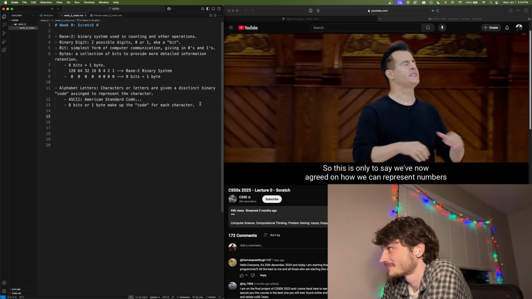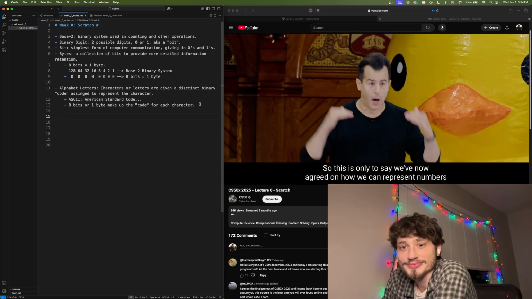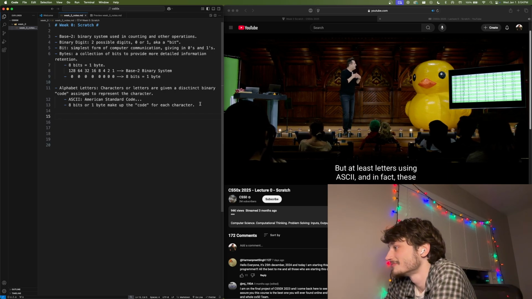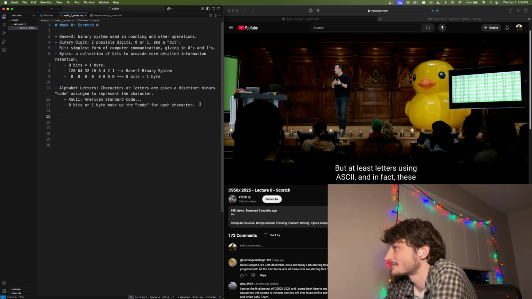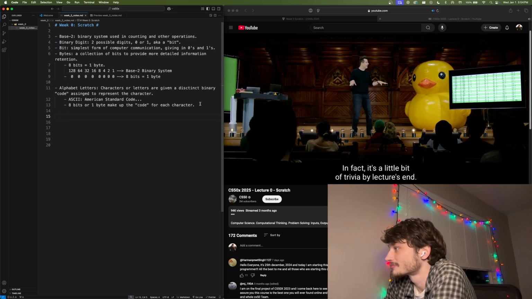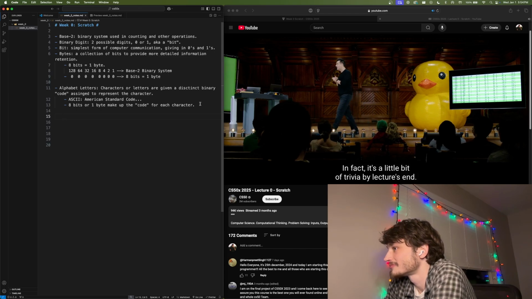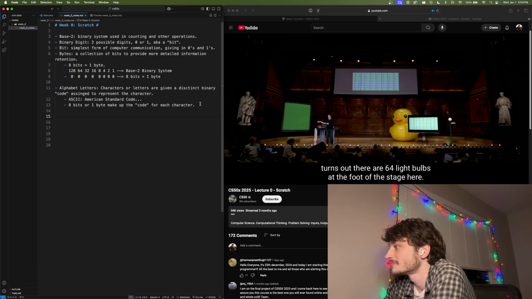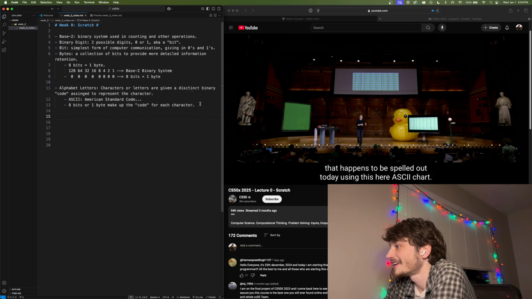So this is only to say we've now agreed on how we can represent numbers from 0 on up. We've agreed on how we can represent letters, at least letters using ASCII. And in fact, these are more than just decoration. As a little bit of trivia, by lecture's end, if you want to come up for your very own CS50 stress ball, turns out there's 64 light bulbs at the foot of the stage here. If you break them down into 8-bit or single byte chunks, there's an 8-letter word that happens to be spelled out today using this ASCII chart.